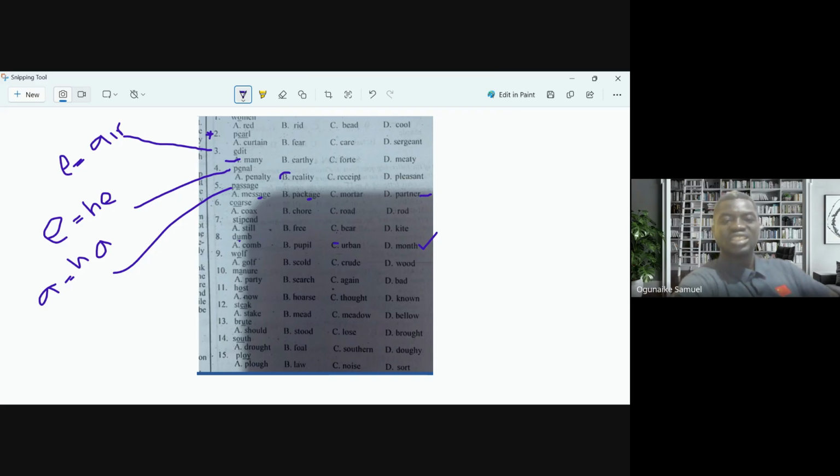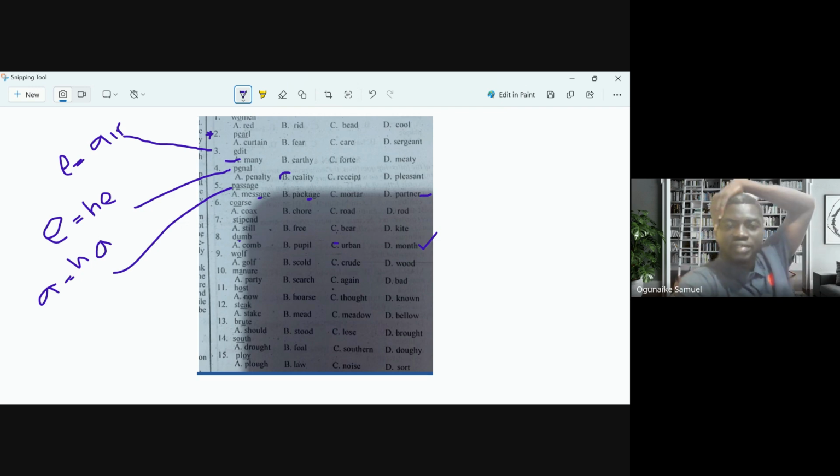Then the next one. Stick. Eek. E, E, E. So the answer is B. Mead, Eid. Brute. U, U. Brute. Can you say that? So the answer would be stood. Brute is long, stood is also long.